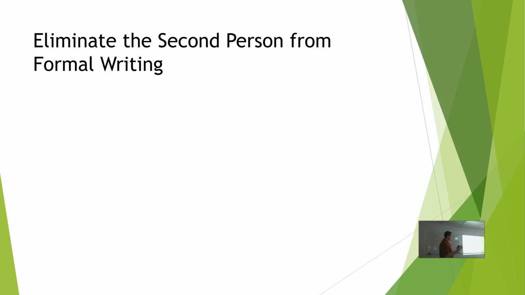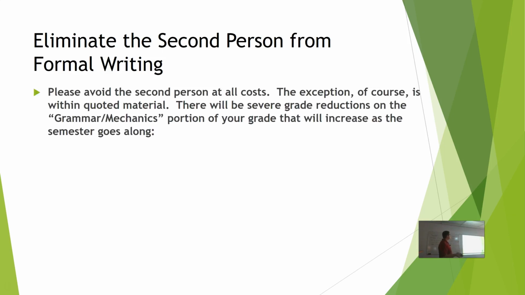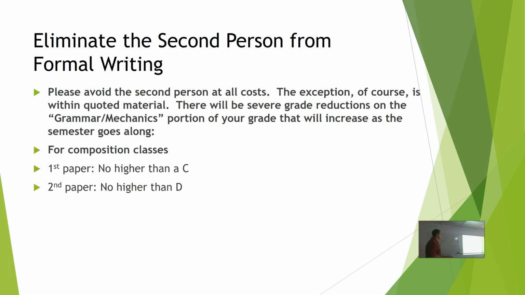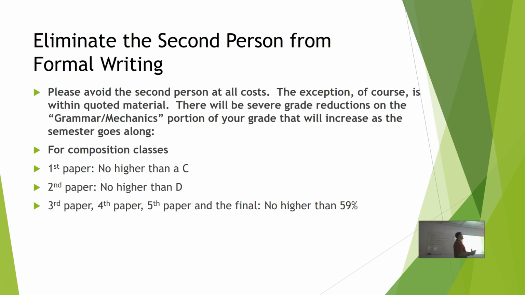All right, one thing in all my classes I ask is that you eliminate the second person from all writing. For composition classes, the first paper you get no higher than a C on grammar and mechanics. Second paper, no higher than a D. Third paper and the rest of the papers, that includes the final, you get no higher than a 59% on grammar and mechanics. Now, you can use the second person if you're quoting the text, that's fine, or you're quoting your sources. But in your writing, I want you to eliminate you, your, and yourself. Okay? Questions on that?